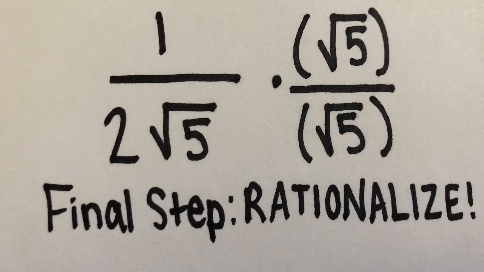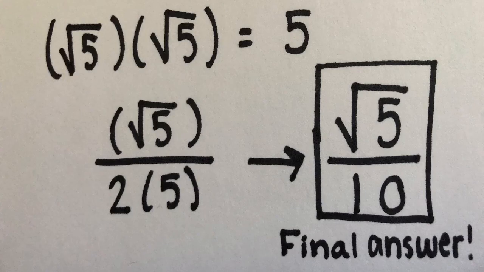Our final step is to rationalize the denominator by multiplying the top and bottom by the square root of 5. In the denominator, the square root of 5 times itself is simply 5. We then multiply the 2 in the denominator by 5, giving us 10. In the numerator, we multiply 1 times the square root of 5 and get the square root of 5. Our final answer is now the square root of 5 over 10.